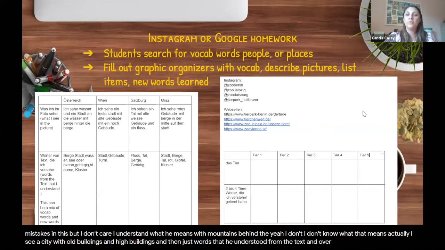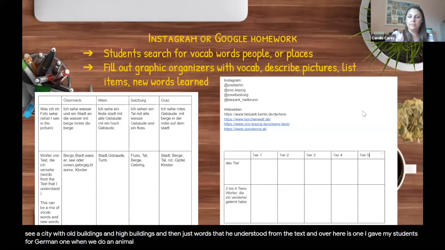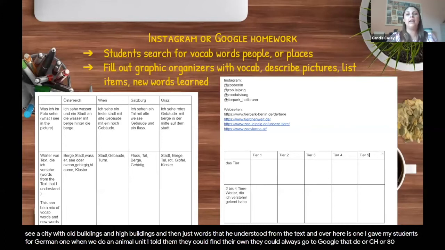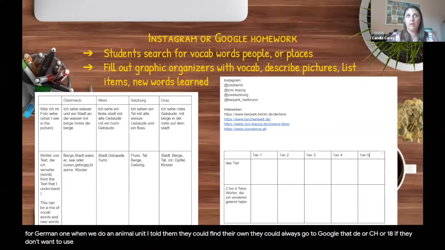And over here is one I gave my students for German 1 when we do an animal unit. I told them they could find their own. They could always go to google.de or ch or at if they don't want to use social media. That's totally fine with me. I also gave them some websites here too. So these are different zoos that you could follow on Instagram, and then some zoo websites.